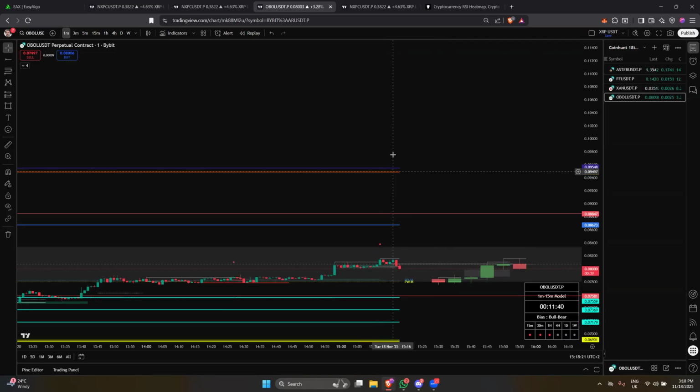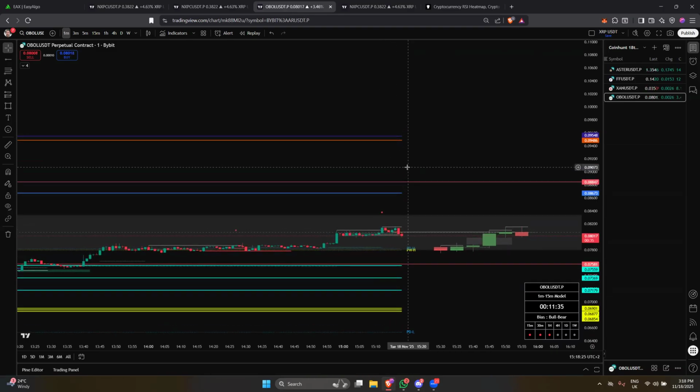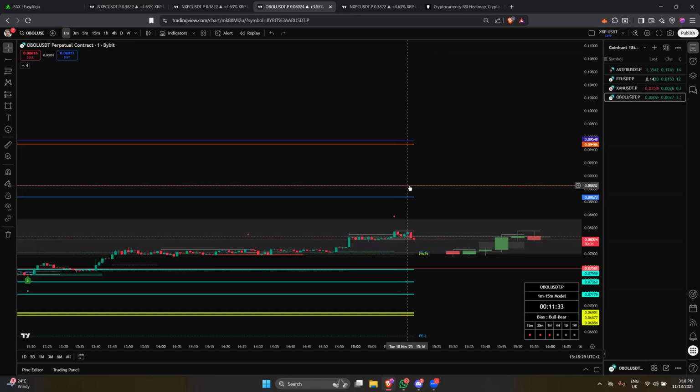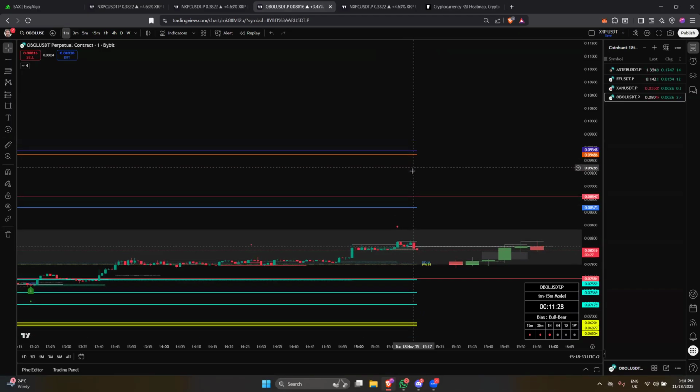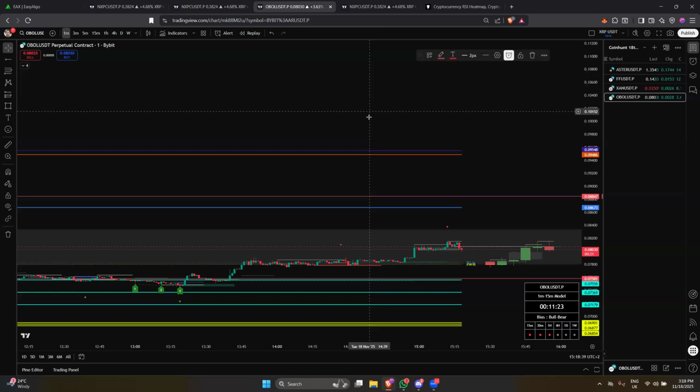So here's a very, very good range. It's already swept the previous week high, previous day high. Got your daily opposing, your weekly R2. So in my opinion, I'm going to actually just put alerts on just to see when it comes past there.